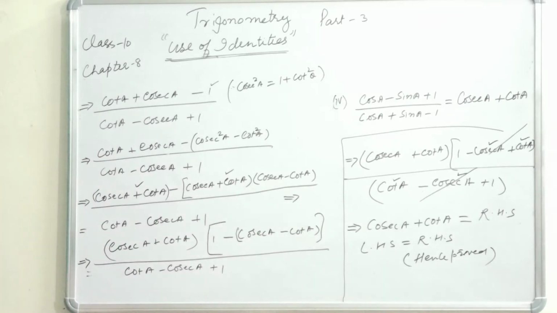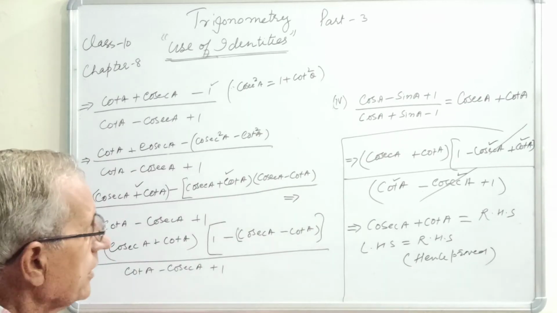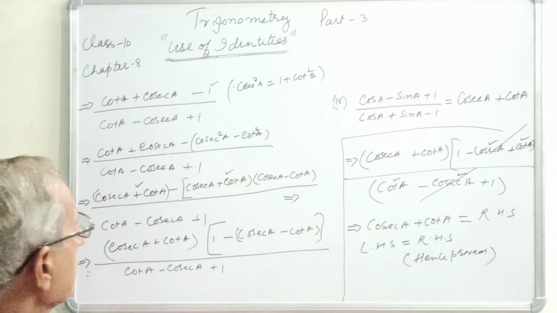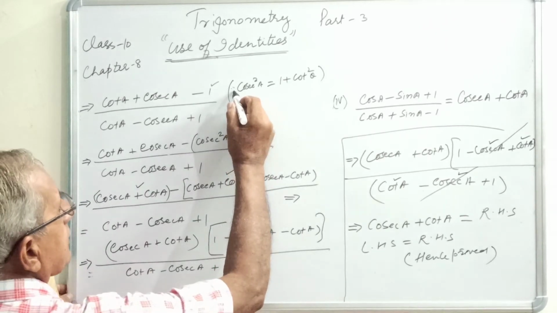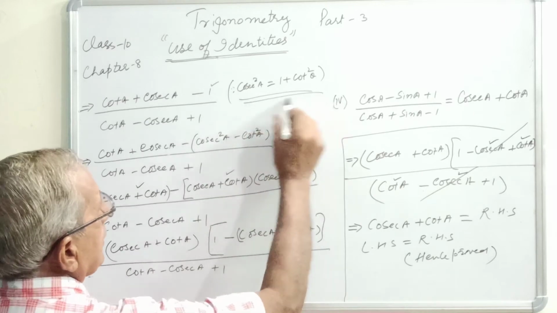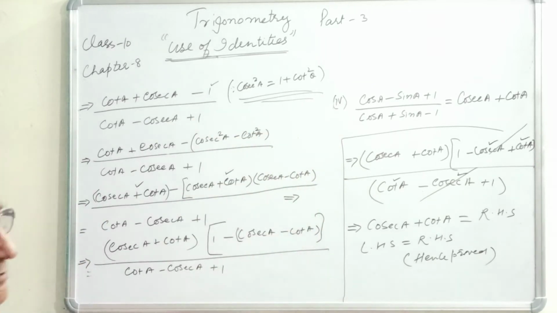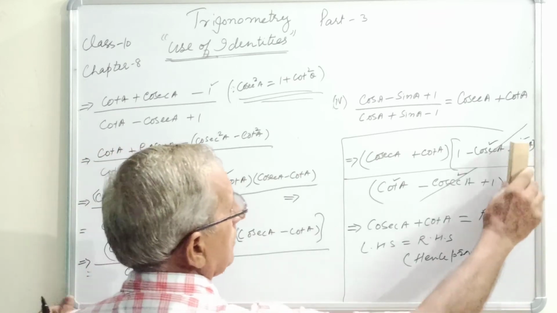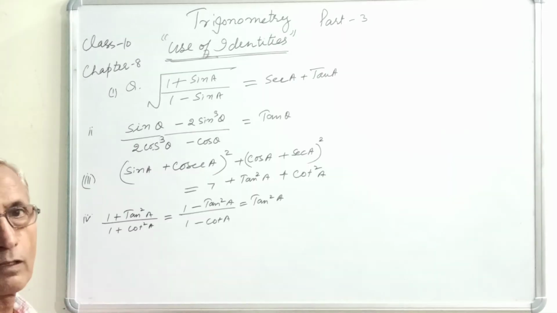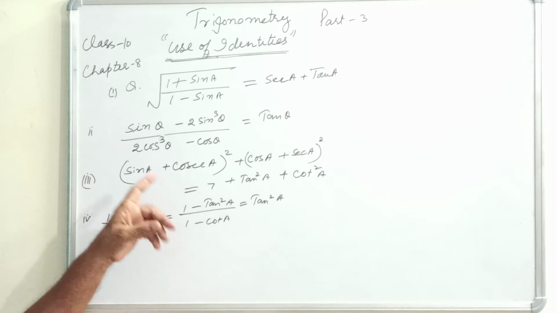So we have taken 4 parts and have proved. So using the identities, the identity used here, I have written here. This was the identity used in these questions. Now we take some more parts. So here are some more questions.